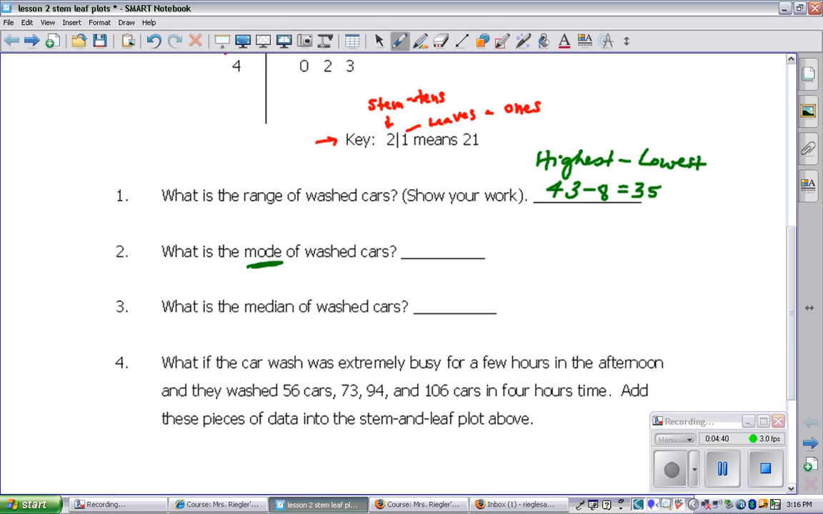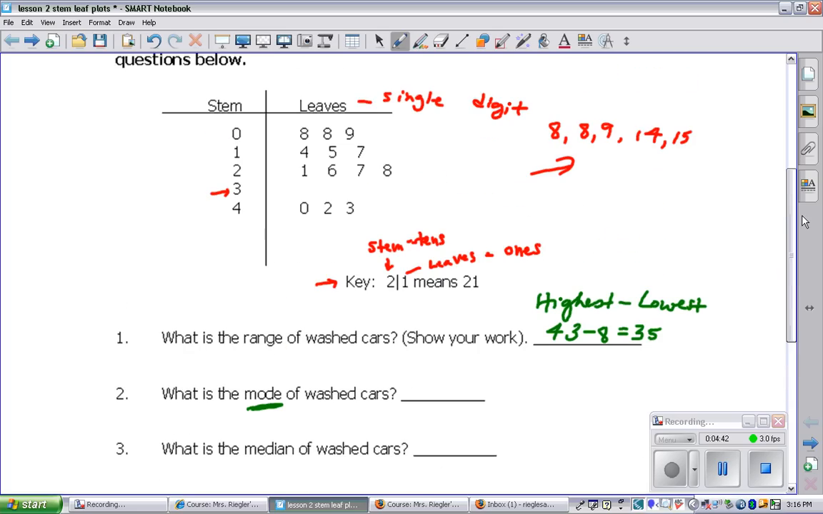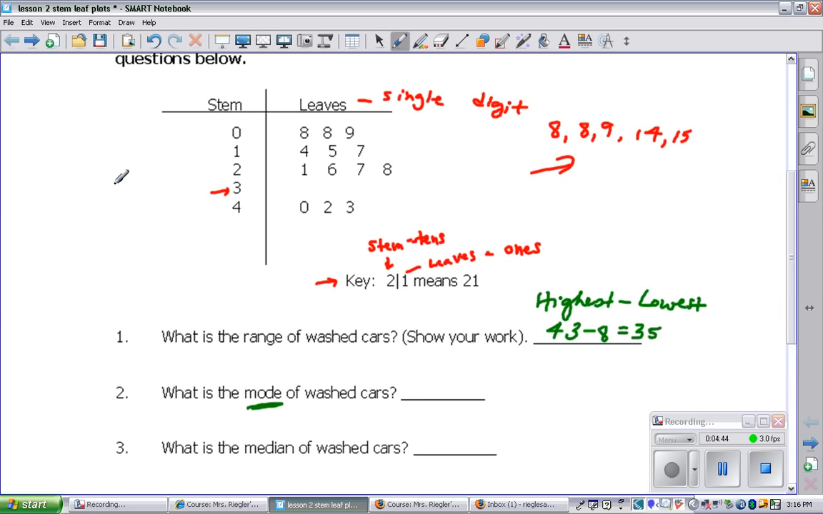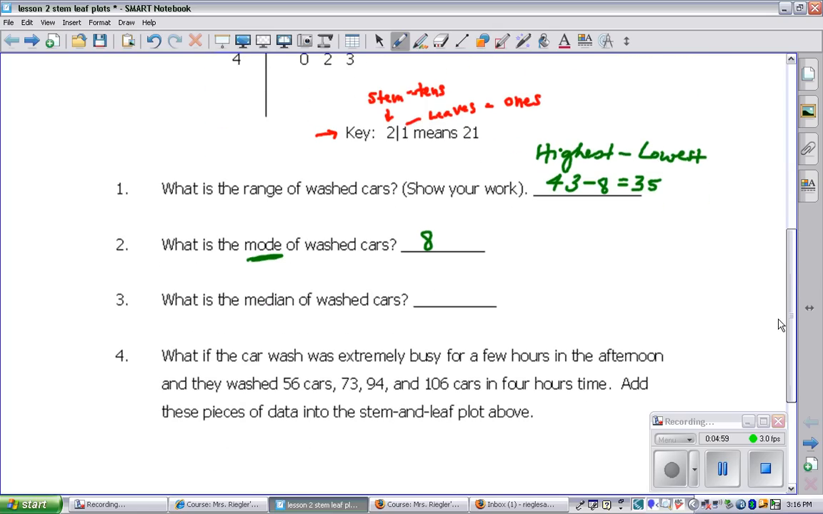Okay, what is the mode? Remember, mode means most frequent or most often. So which number or numbers are listed the most? Well, we have 2 eights, and then if you skim through here, looks like that's all we have. So the mode is 8 cars washed per hour. The median.